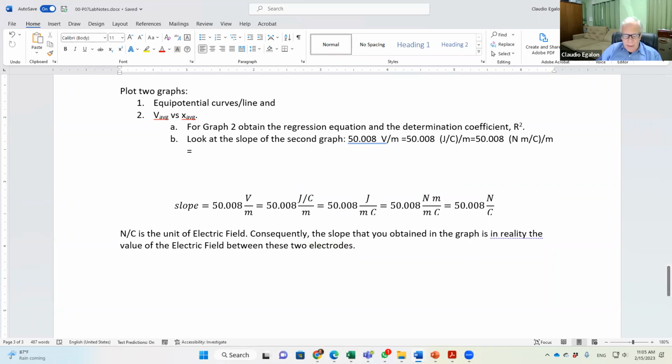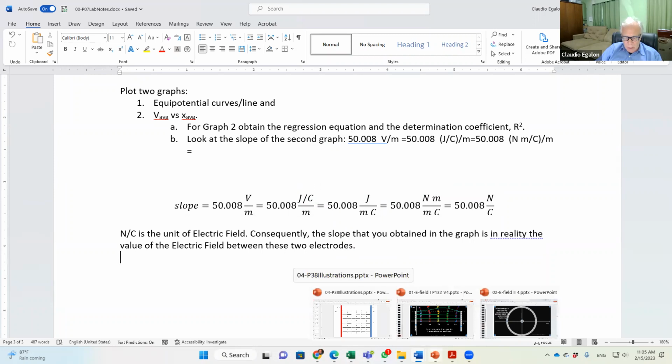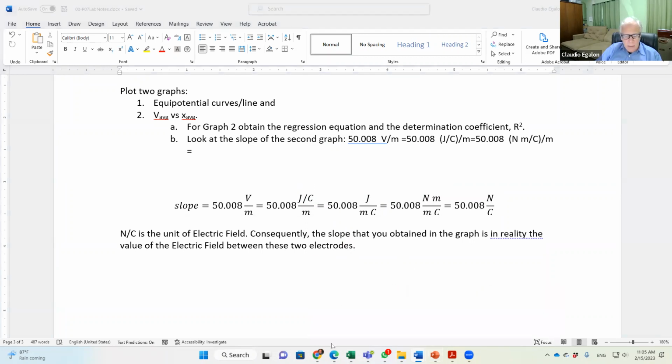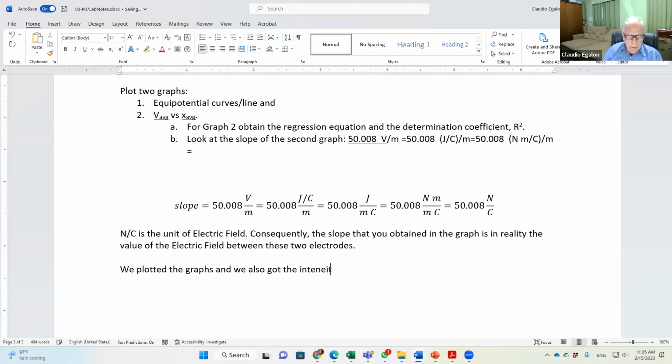It is 11:05 right now. Any questions? So we plotted the graphs, and we also got the intensity and the direction of the electric field.